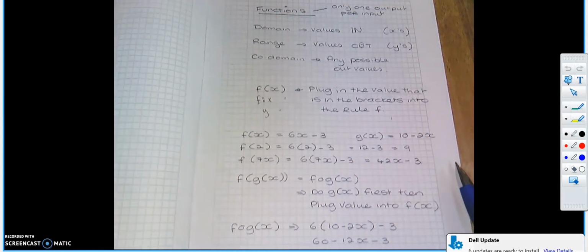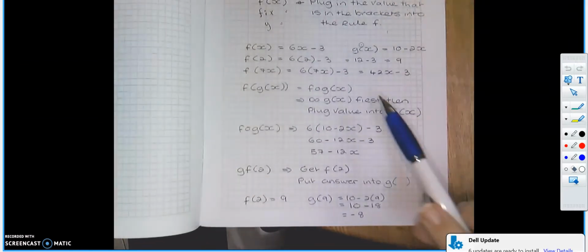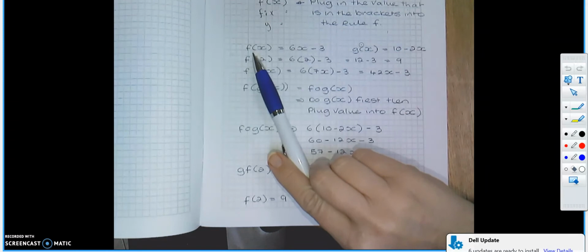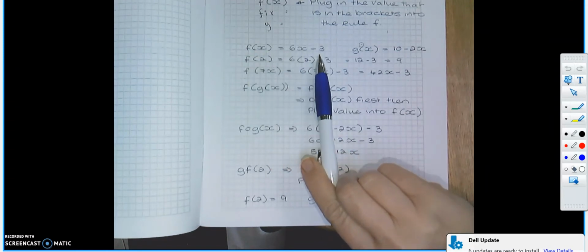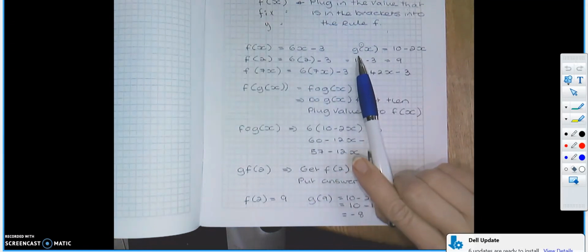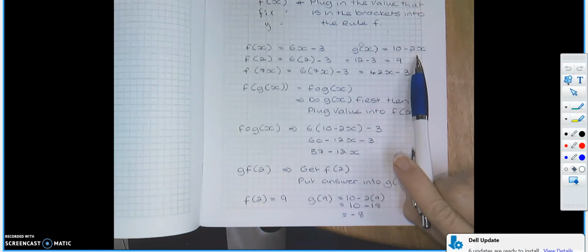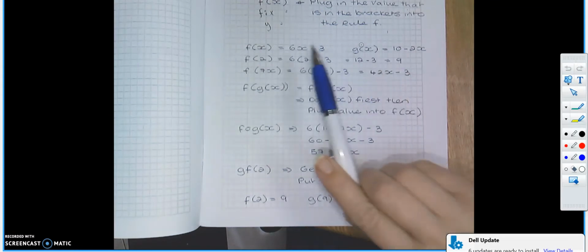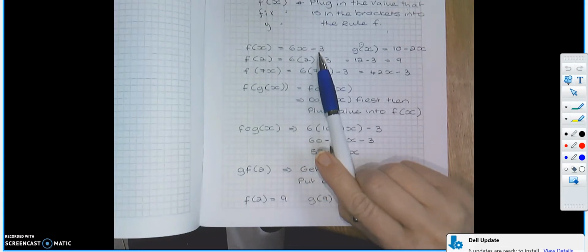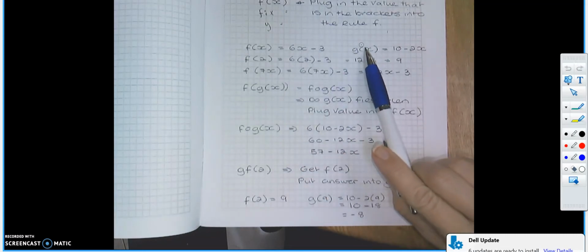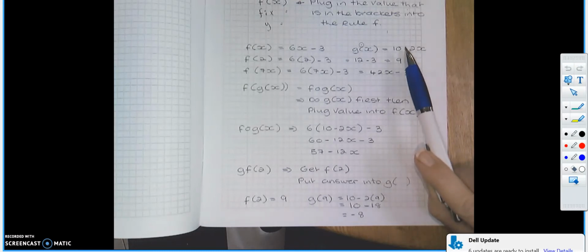So if we had a question, it gave you two rules. It said you had some function called f of x, which gave you 6x minus 3, and a different function called g of x, which gave you 10 minus 2x. Right, so they're different rules. If it tells us to do something with f, you use this rule: you multiply the number by 6 and take 3 away from it. And if they give you a g, you multiply the number by 2 and then take it away from 10.